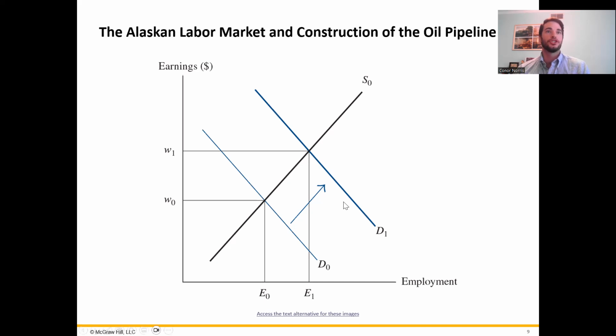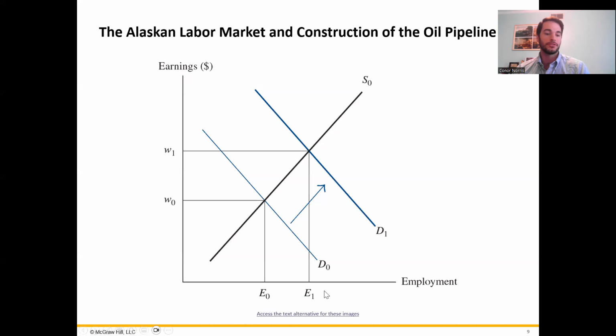So what we would say is that this shift in the demand curve moved the Alaskan labor market to a new equilibrium. Where it used to be down here at E0 and W0, now it's up here at W1 and E1. So we now have a higher wage being paid for these workers and a lot more workers working.